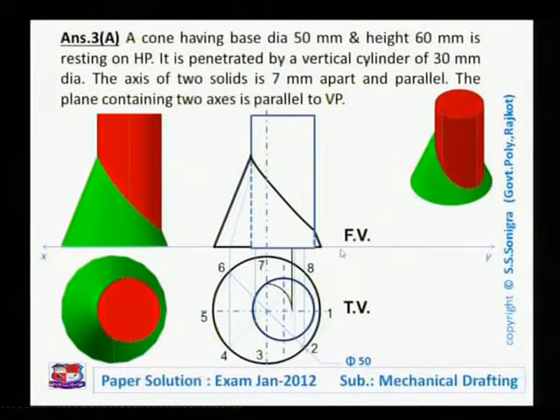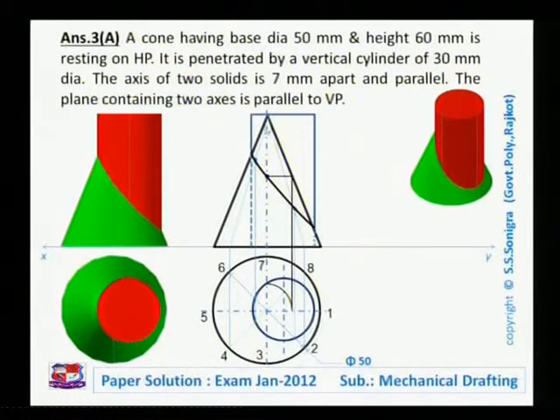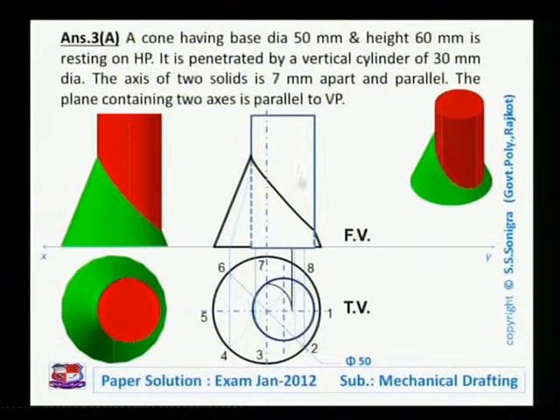Write the names of the views. This is the front view. This portion, this cone edge, will not be visible because this cone is inside this cylinder. Hence, this portion is to be cut out because the cylinder is penetrating the cone. The cone is penetrated, so the cone portion is removed. Hence, this portion should be removed like this because it will not appear as it is a cut portion. Name the views. This is the front view and this is the top view of the given case.